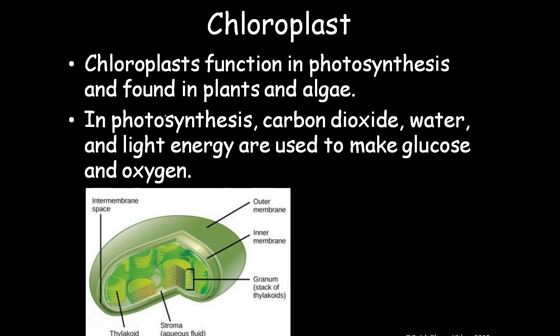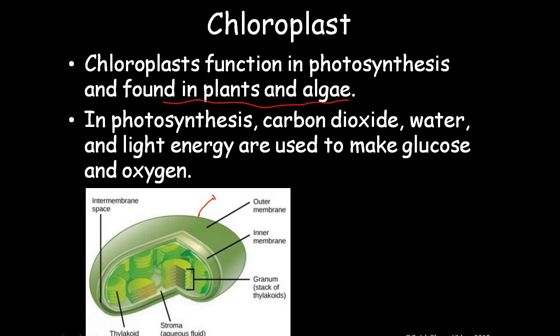Chloroplast. Chloroplast functions in photosynthesis and is found in plants and algae. It's not found in animal cells. In photosynthesis, carbon dioxide, water and light energy are used to make glucose and oxygen. So the chloroplast has chlorophyll in it. It captures light, and with the help of light and carbon dioxide it undergoes photosynthesis and creates food for the plant.